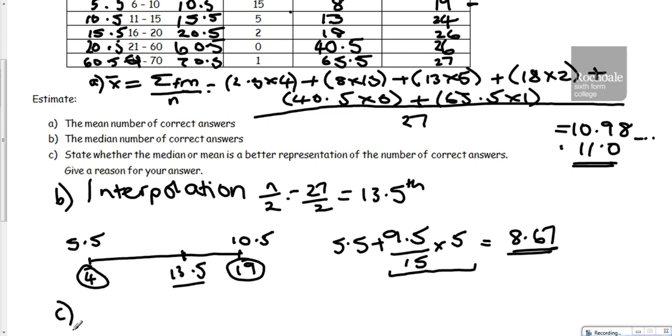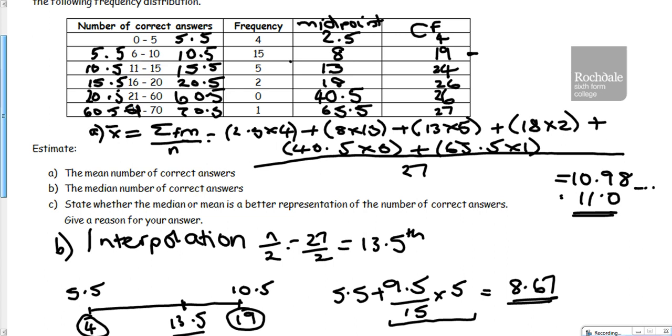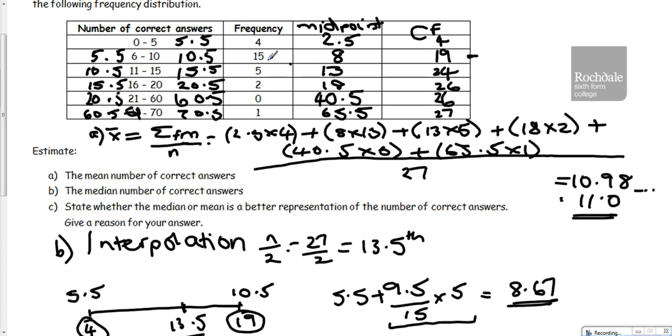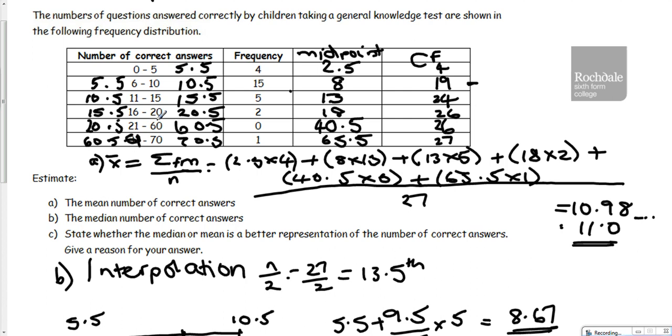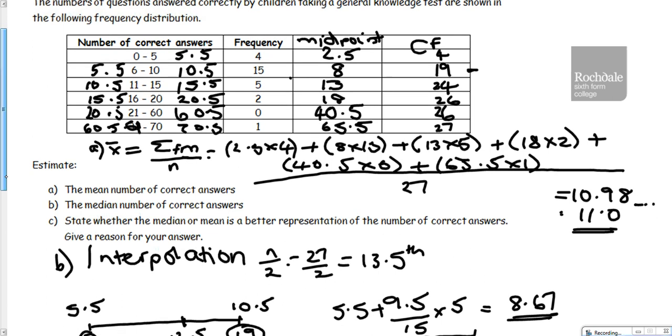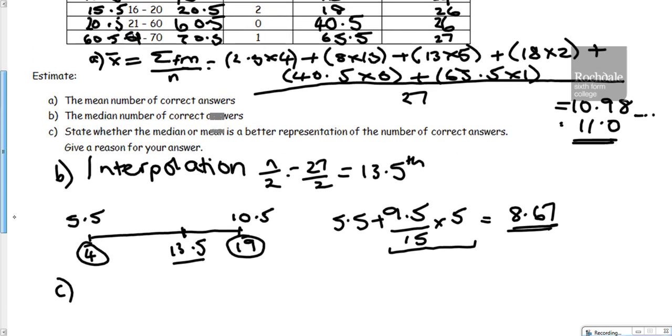Part C, state whether the median or the mean is a better representation. Well, if you look back at the table, we've got 4 values, then 15, there's a lot in this interval, then 5, then it sort of diminishes a bit, then there's a big gap from 21 to 60, and then there's just one person in this top interval from 60 to 70. So what this shows us is that there's one student who was really good at answering these questions. It's an extreme value, and if you remember, we talked about this on a previous example.